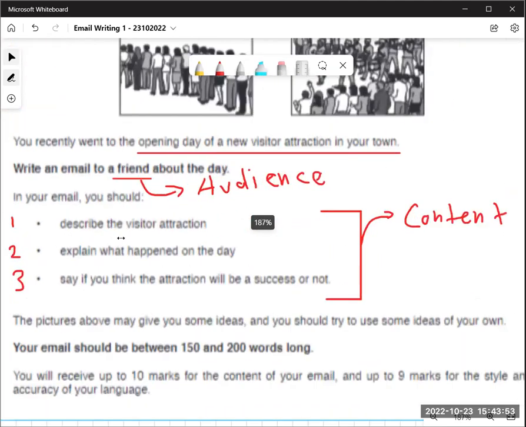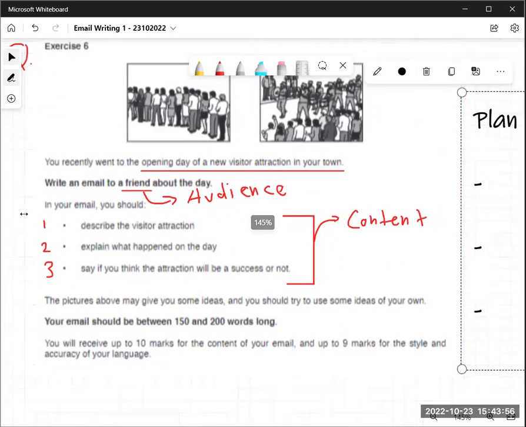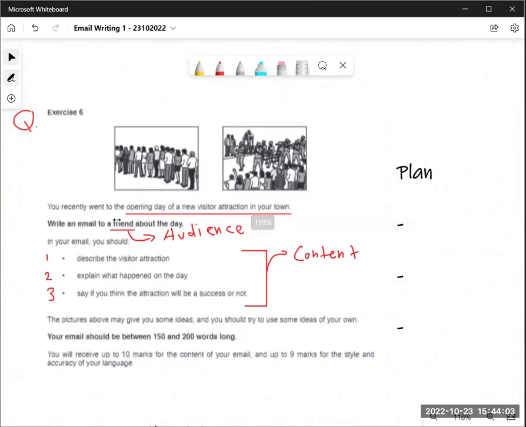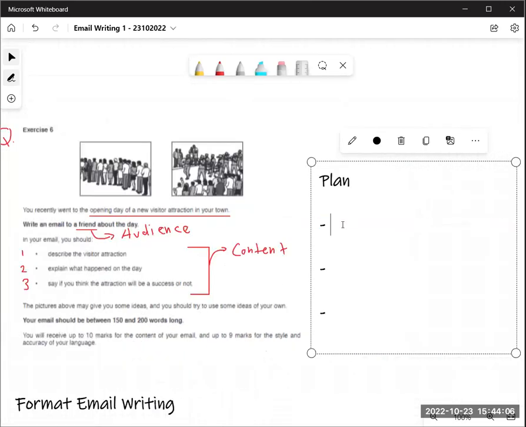Now the first one: describe the visitor attraction. Can you tell me any visitor attraction you think we should talk about in this letter? Give me ideas, quick. I don't know. Tourist attraction. For the first paragraph, you have to describe the visitor attraction. What kind of visitor attraction can we have? Museums. Museum, all right? Makes sense.